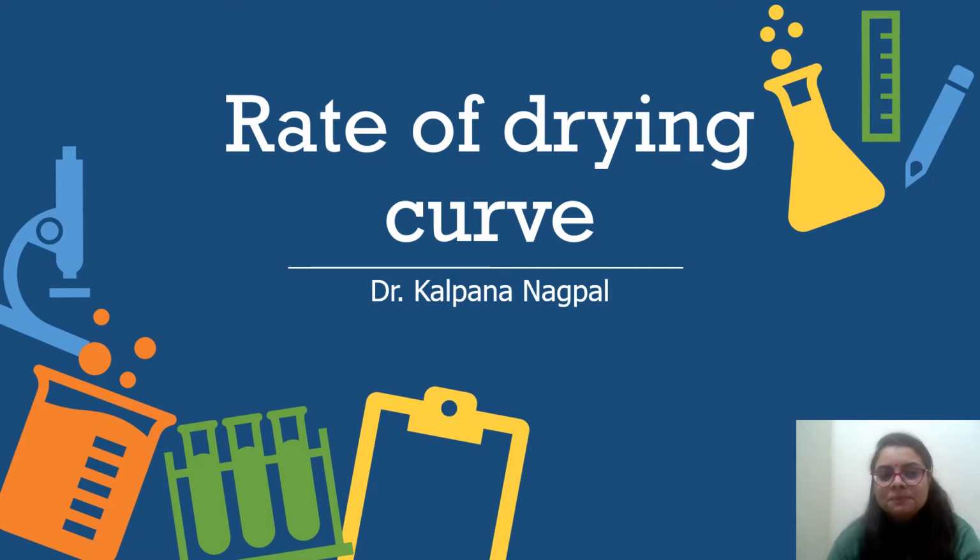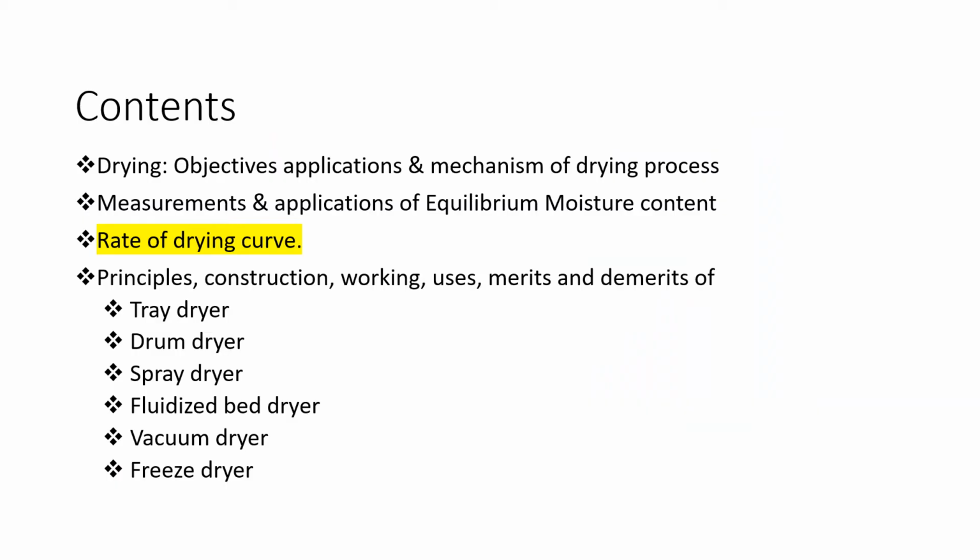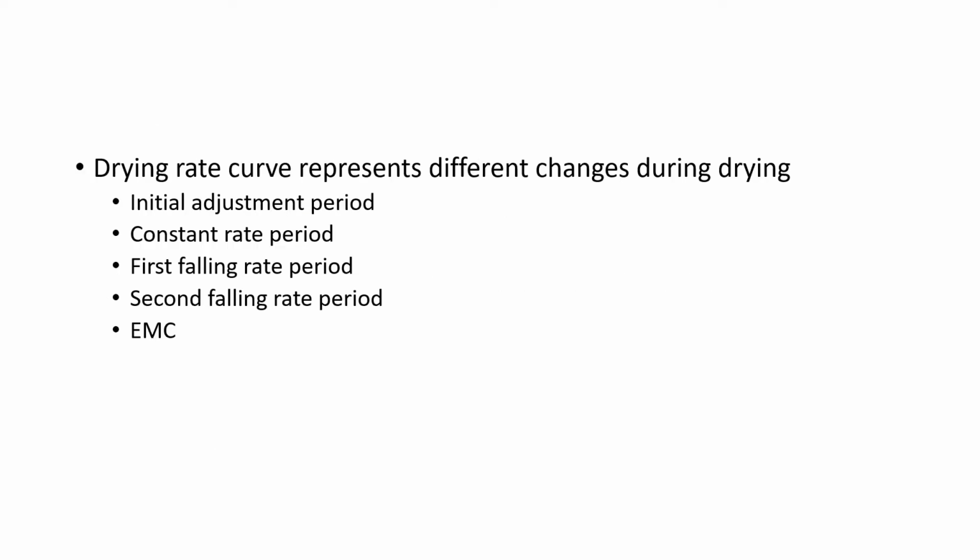We will be talking about the rate of drying curve. Let's begin. So drying rate actually represents the different changes during drying. It starts with the initial adjustment period, followed by the constant rate period, first falling rate period, second falling rate period, and finally equilibrium moisture content is achieved.